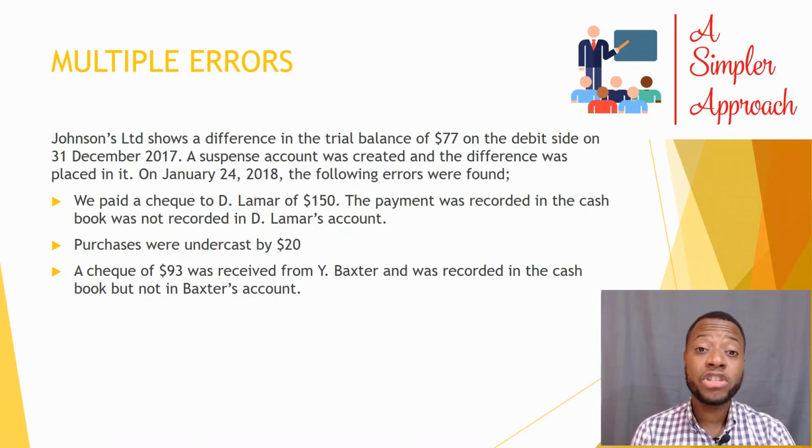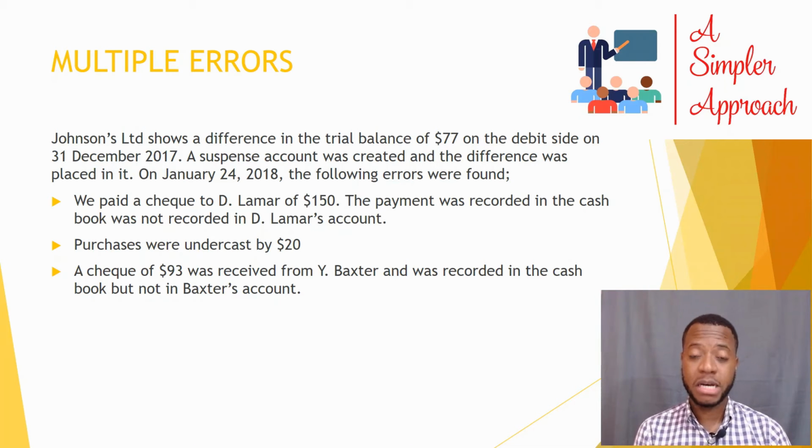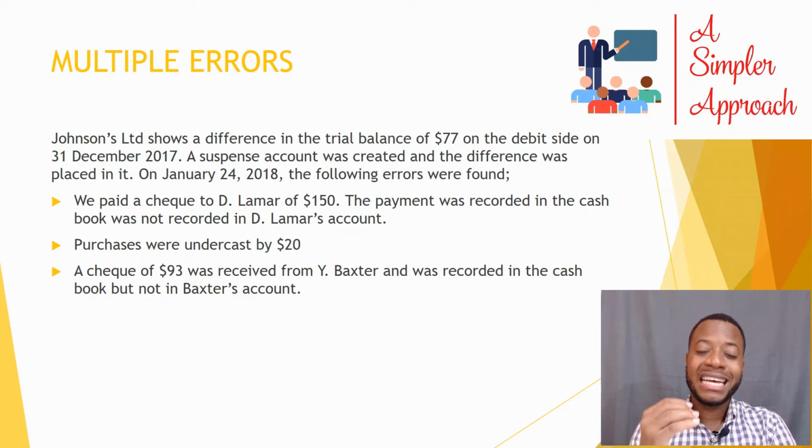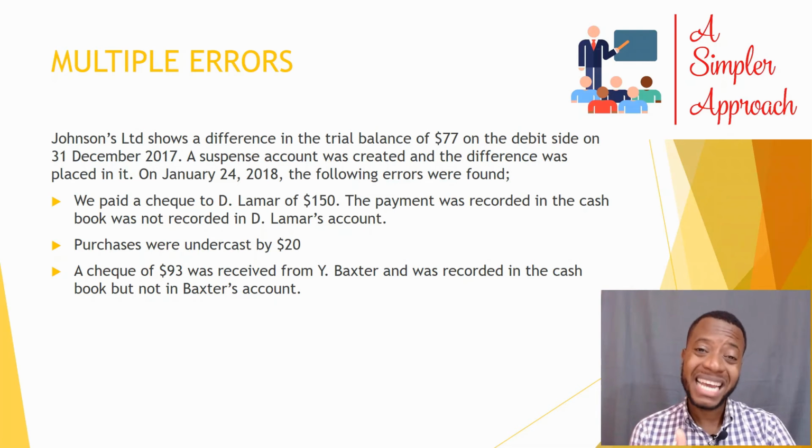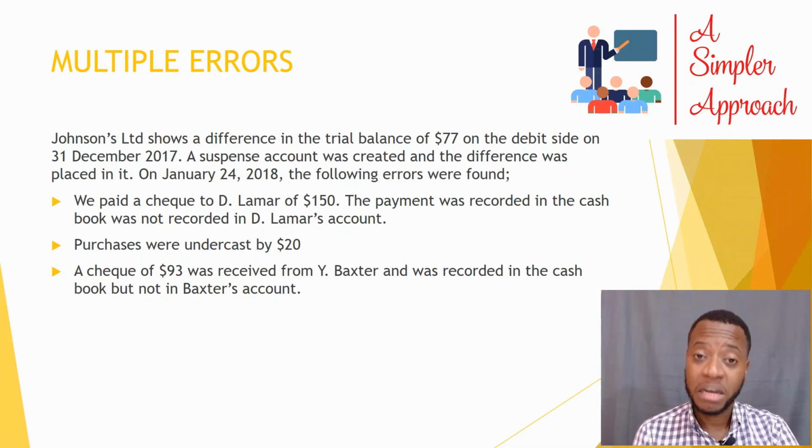If we paid a check to D. Lamar, it would have meant that a credit entry is necessary in the cash book. That credit entry was made. However, the corresponding entry, which is the debit entry to Lamar's account, was not made. How do we fix this? We simply put it where it is supposed to go.